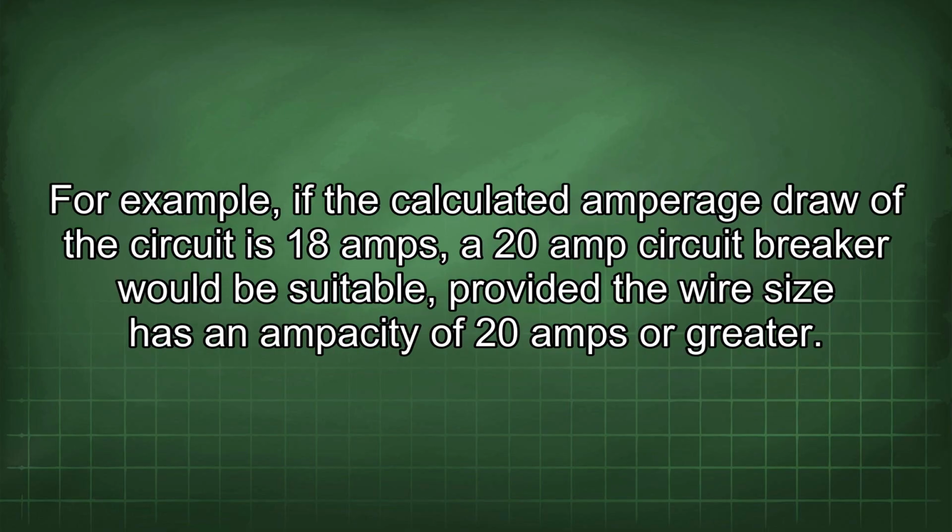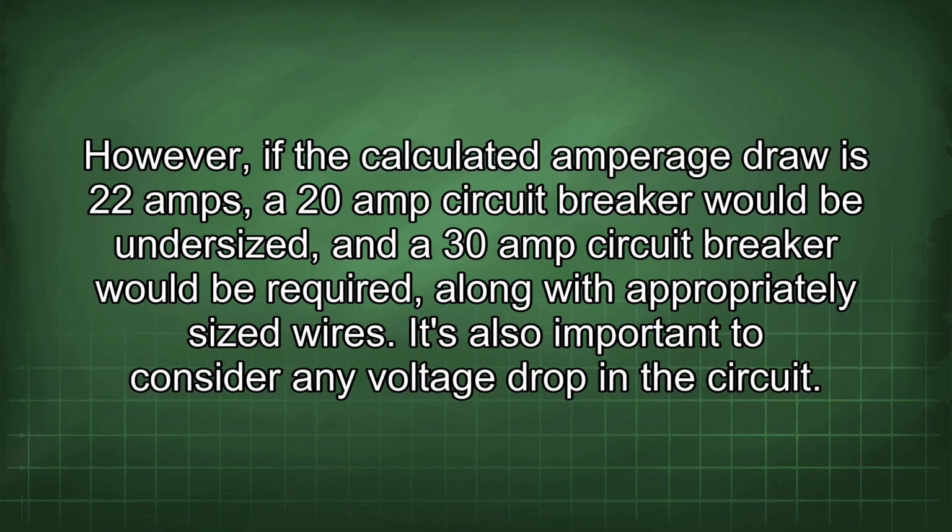For example, if the calculated amperage draw of the circuit is 18 amps, a 20 amp circuit breaker would be suitable, provided the wire size has an ampacity of 20 amps or greater. However, if the calculated amperage draw is 22 amps, a 20 amp circuit breaker would be undersized, and a 30 amp circuit breaker would be required, along with appropriately sized wires.